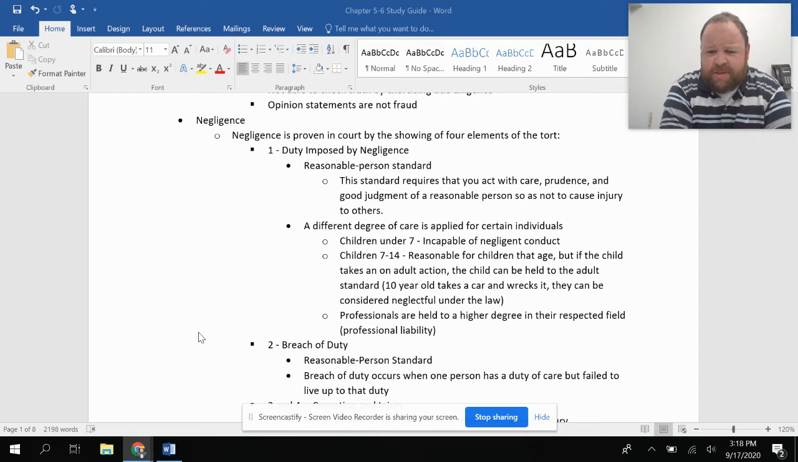Same thing with professionals. If you work in a certain field, you're going to be held to a higher degree than others. Obviously, police officers are, and we see that right now with the whole Black Lives, Blue Lives Matter thing, where people are arguing that police officers need to be held to a higher standard. I'm a teacher, so if something happens to you guys in my classroom, that would fall back on me, and I'd be held to a higher standard than, say, a substitute teacher.